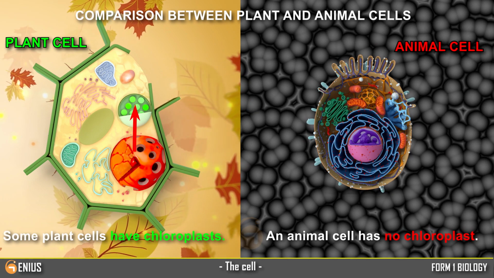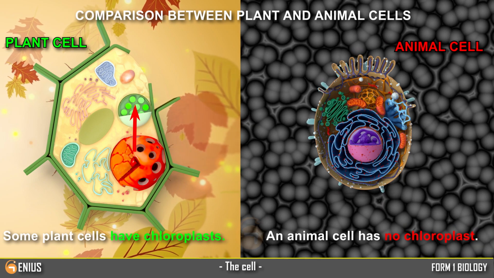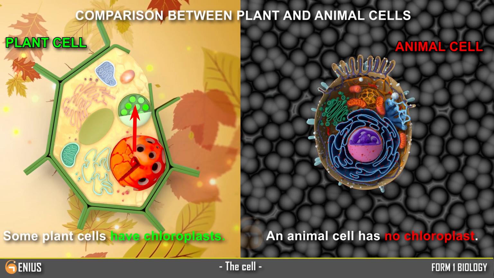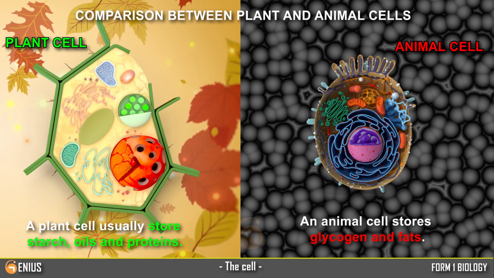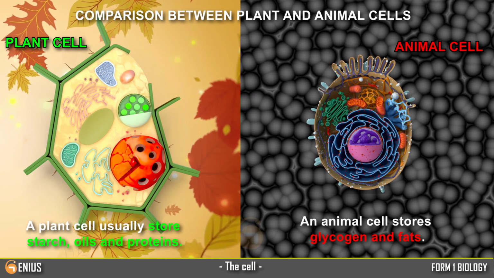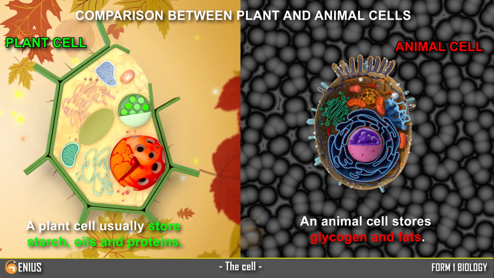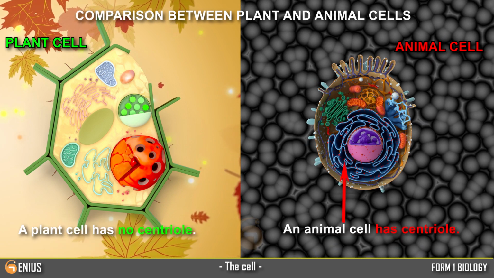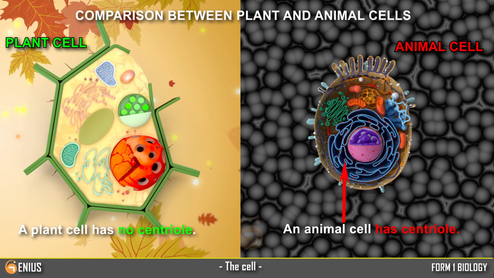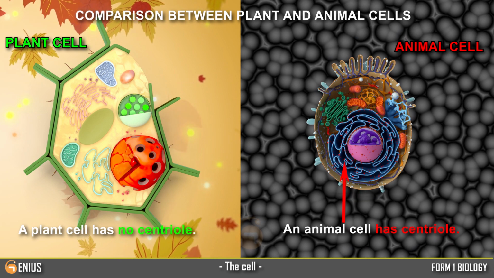Some plant cells have chloroplasts. An animal cell has no chloroplast. A plant cell usually stores starch, oils, and proteins. An animal cell stores glycogen and fats. A plant cell has no centriole. An animal cell has centriole.